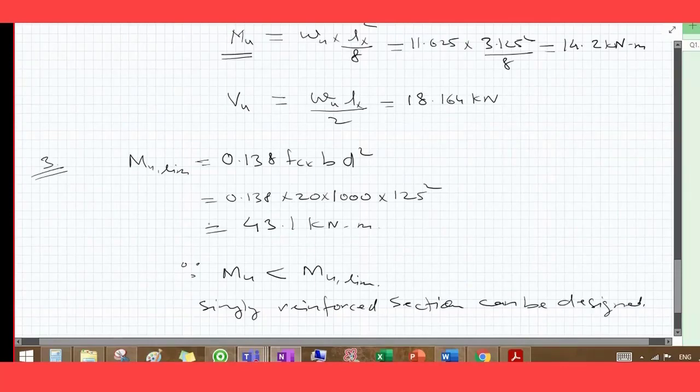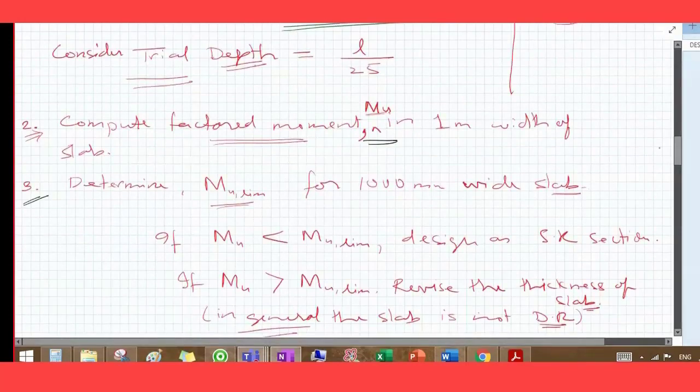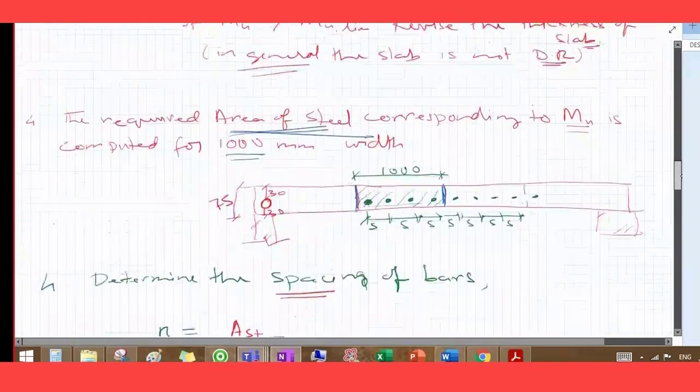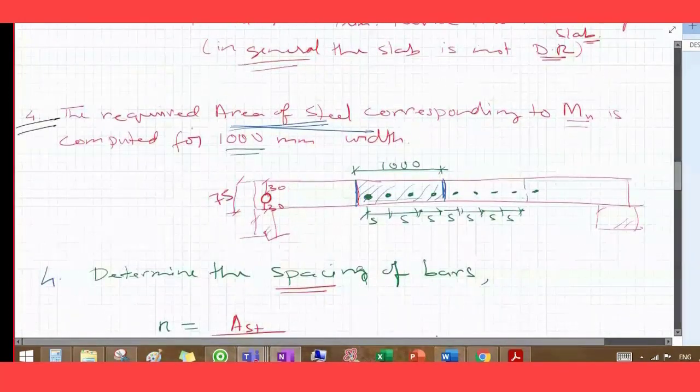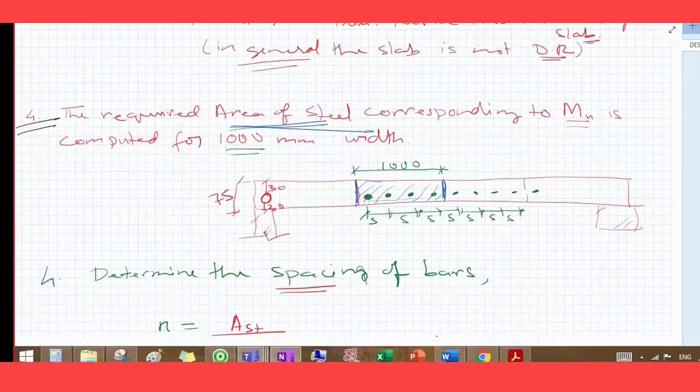Okay, so I hope till here it is clear. I'm following the steps which I had written. After this third step, we have to compute Ast. Fourth step, you have to compute area of steel based upon Mu which you have computed. So let us compute that.